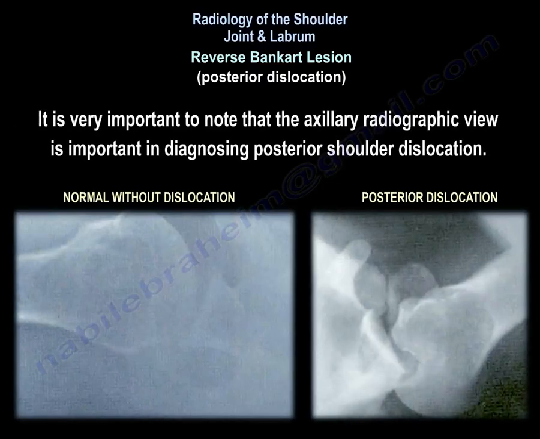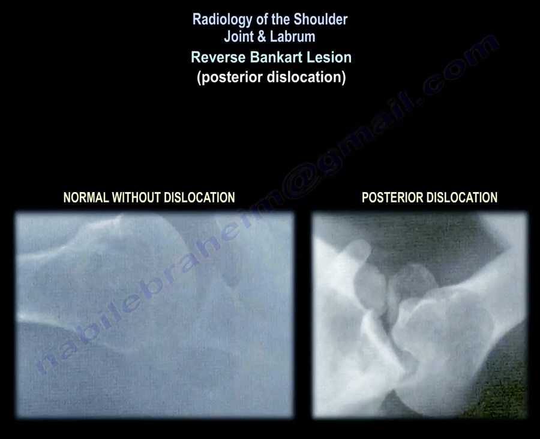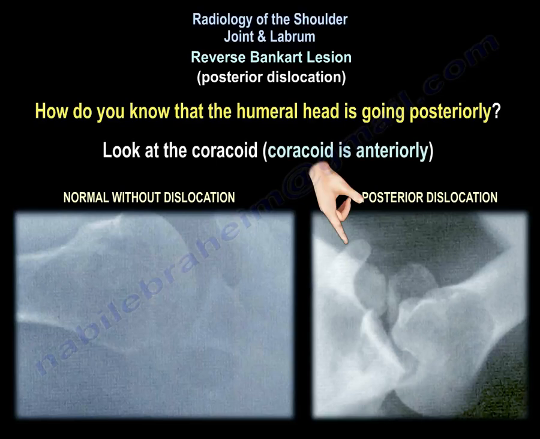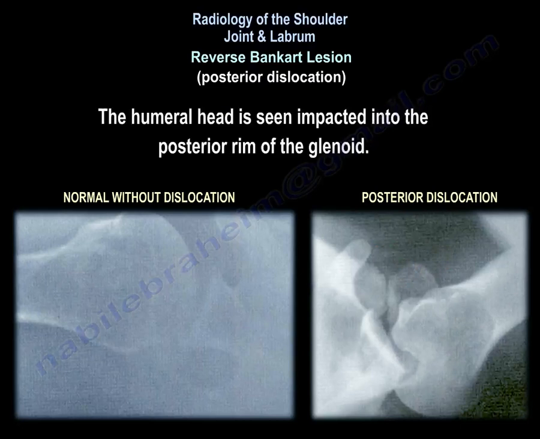It is very important to note that the axillary radiographic view is important in diagnosing posterior shoulder dislocation. On the left, you can see a normal X-ray without dislocation. On the right, you can see an X-ray with posterior dislocation of the humeral head. How do you know the humeral head is going posteriorly? Look at the coracoid. The coracoid is anterior. Here is the glenoid, here is the humeral head, and here is the coracoid. The humeral head is seen impacted into the posterior rim of the glenoid, as you can see here.